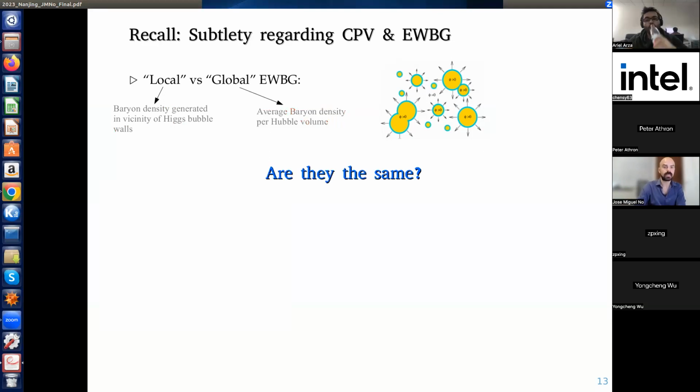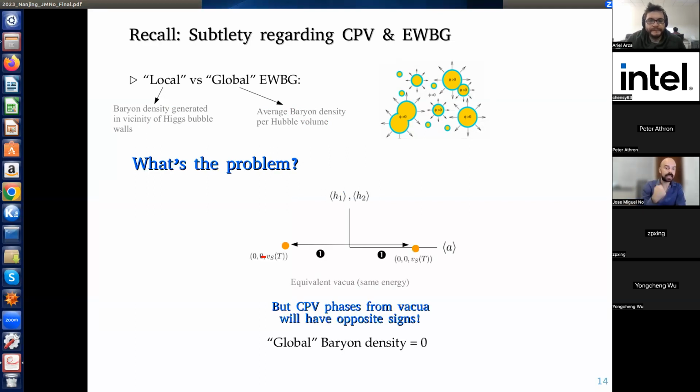Okay. Now the thing is, are they the same? In principle, they would be. At any point in space, I am locally producing the baryon density, and of course, if I have a local density which is the same everywhere, the global density is the same as the local one. However, in certain cases, like the one for the model I just described, they are not the same, for the following reason.